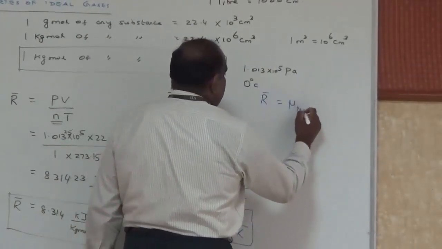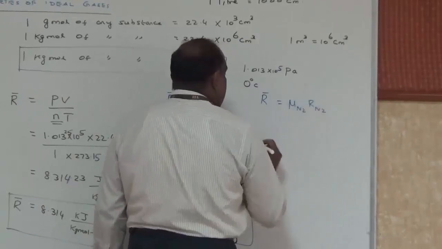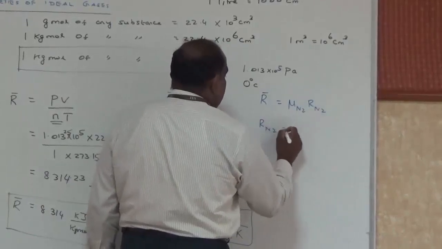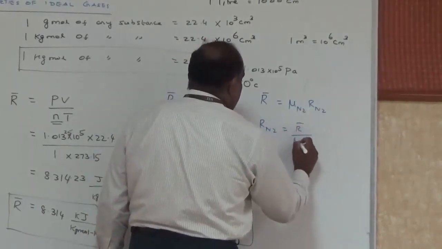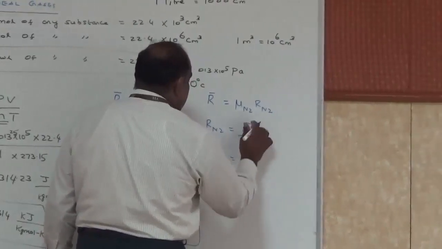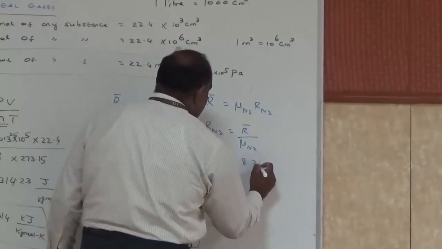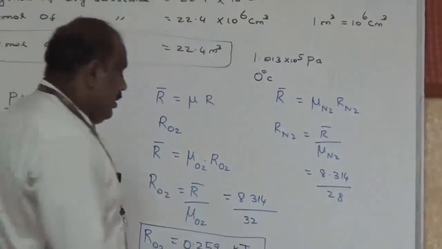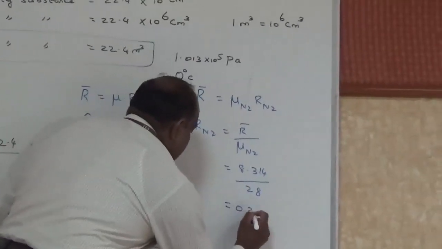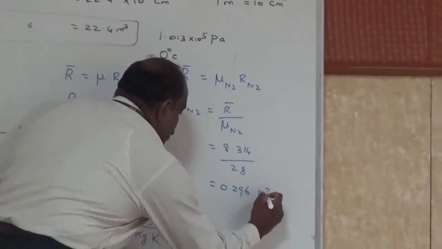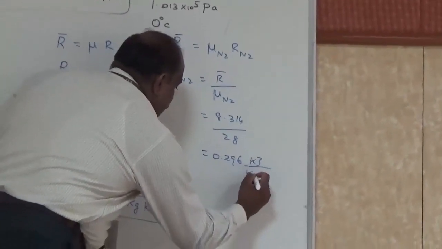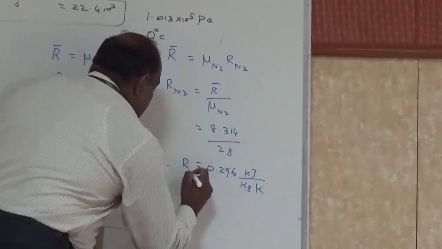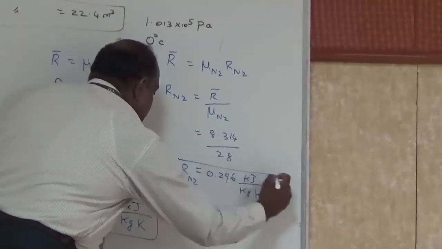Mu of nitrogen into R of nitrogen. So R of nitrogen will be equal to R bar by mu of nitrogen. R bar is once again 8.314, and the molecular weight of nitrogen is 28. So we get 0.296. The unit is kilojoule by kilogram Kelvin. So this is R of nitrogen.